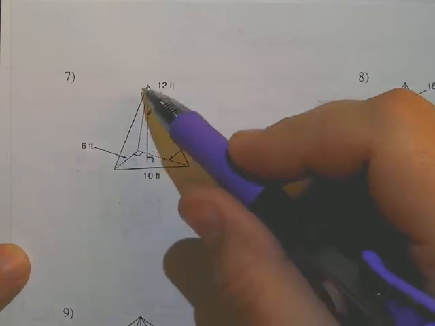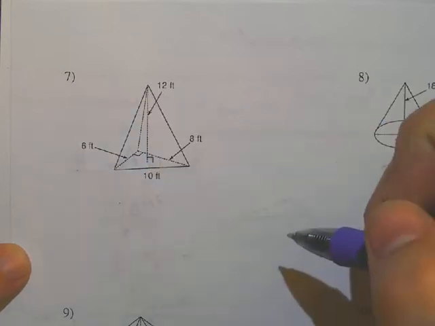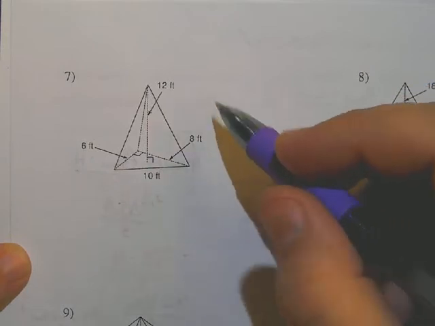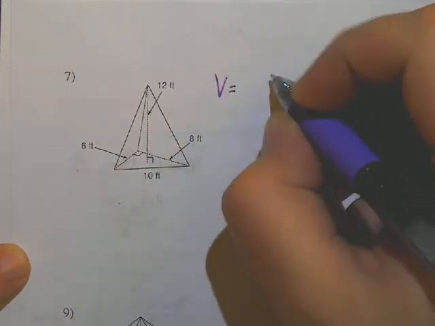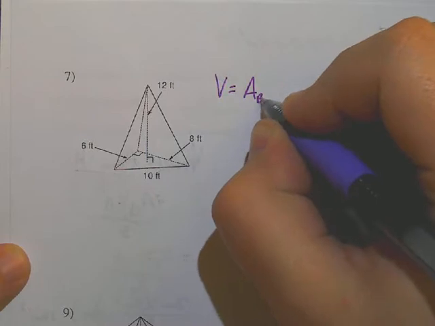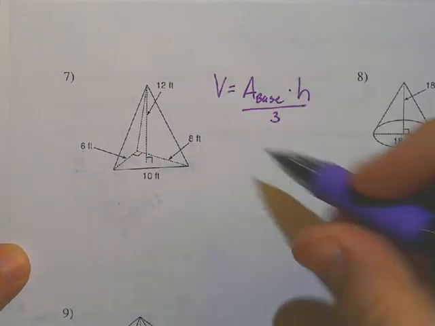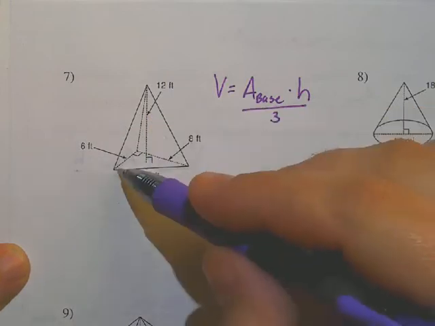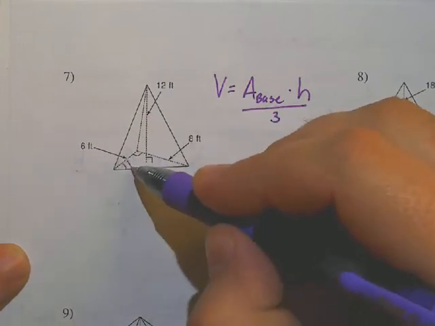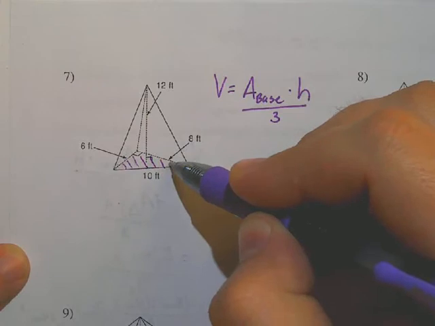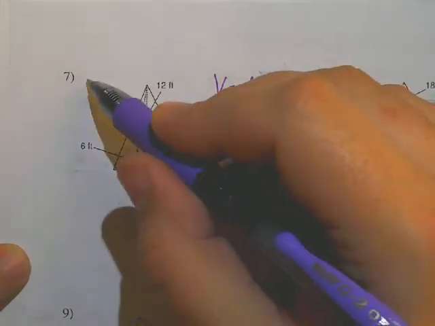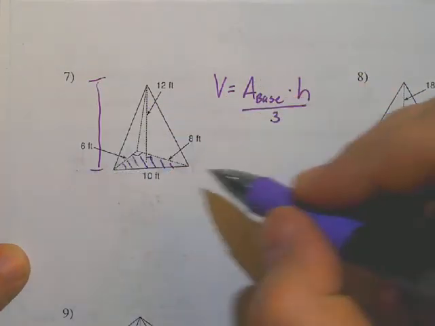And the standing height of the shape is 12 feet, so you should be able to find the volume very easy. Don't forget, volume is equal to the area of the base times the height divided by 3. So after you find the area of this triangular base here, this is what I'm talking about, multiply by the standing height h and divide by 3.